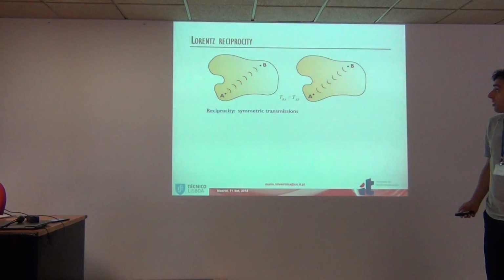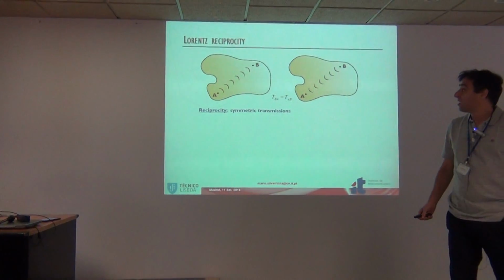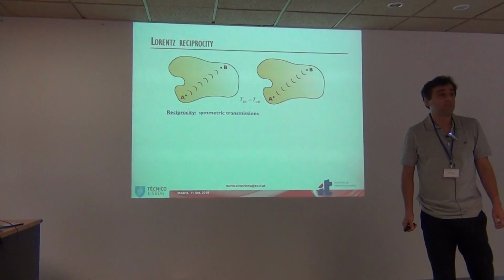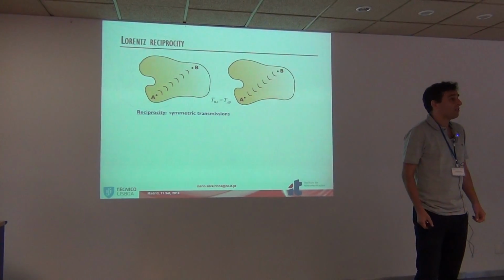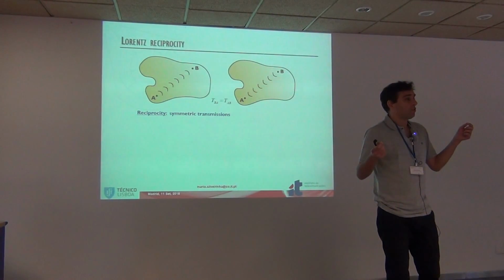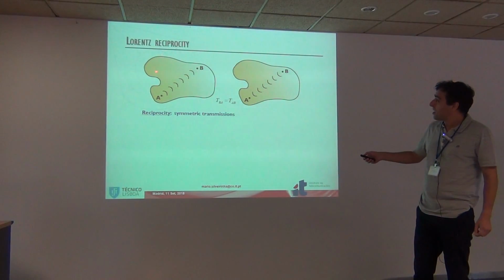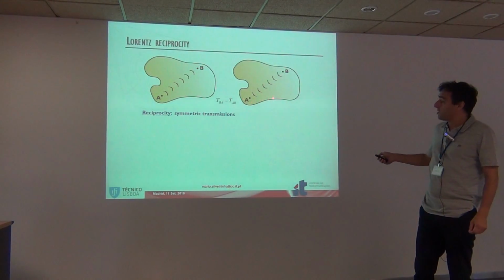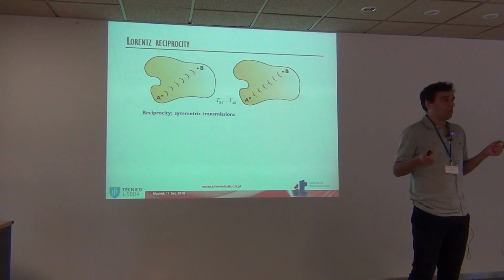And I would like to start by saying a few words about Lorentz reciprocity, just to refresh this idea. So we say that a photonic system is reciprocal if you can interchange the positions of a source and of a receiver. And when you do that, for example, if you go from A to B and interchange them, the transmission level remains the same. So if this happens, the system is reciprocal.